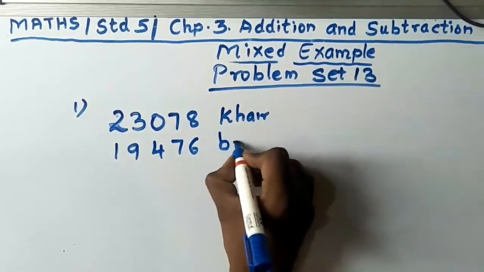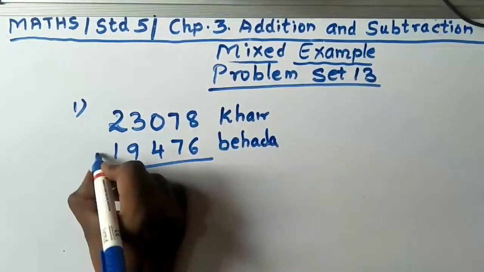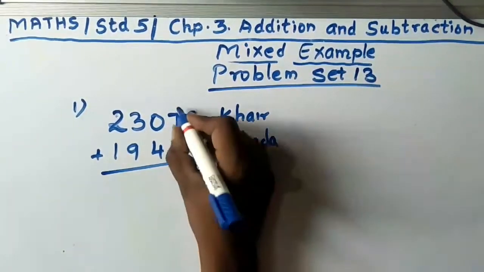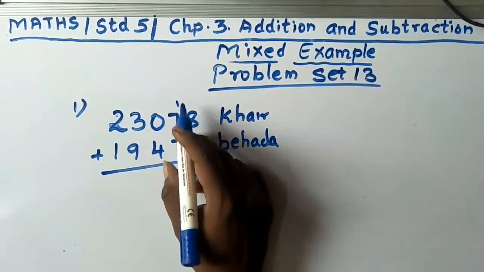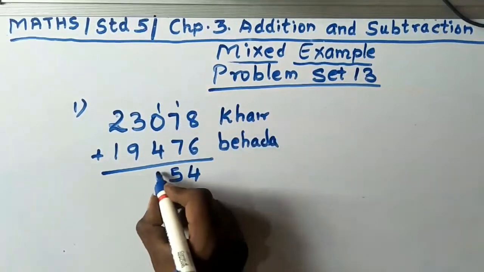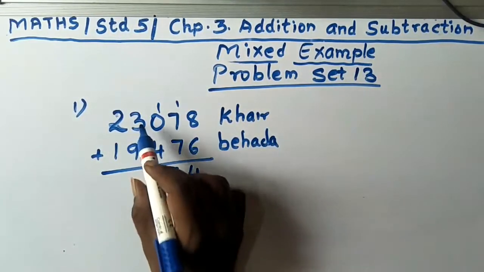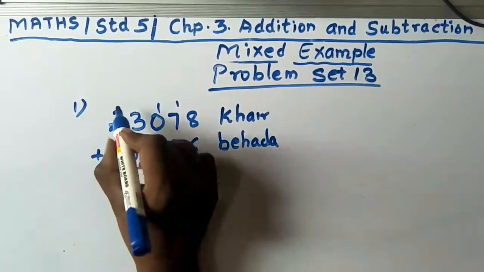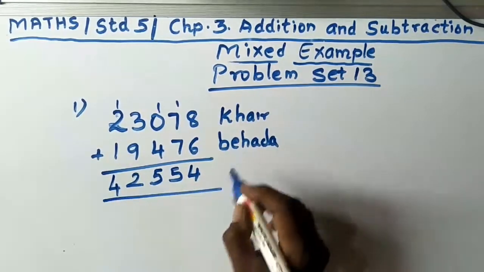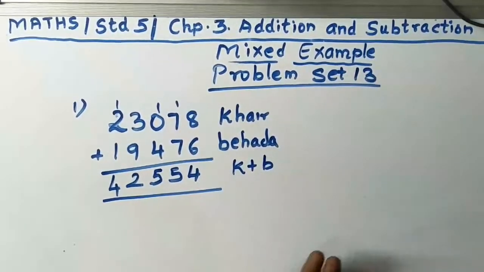19,476 are Behada trees. So let's add the total number of trees here. 8 plus 6, 14, 1 carry. 7 plus 7, 14, plus 1, 15, 1 carry. 1 plus 4, 5, plus 1, plus 0 is 5. 9 plus 3 is 12, 1 carry. 2 plus 1, 3, plus 1, 4. So these are the Khair trees plus Behada trees.